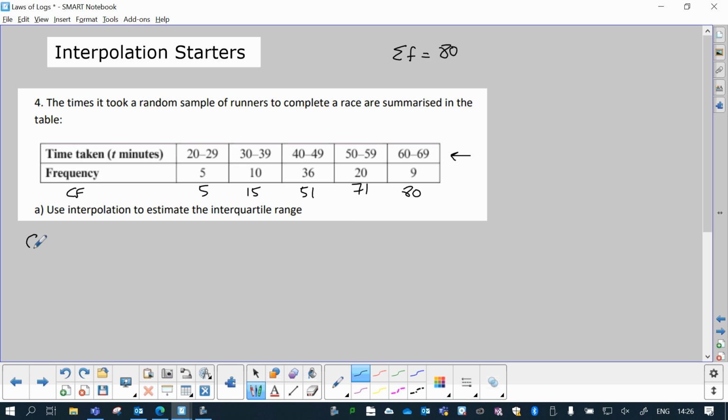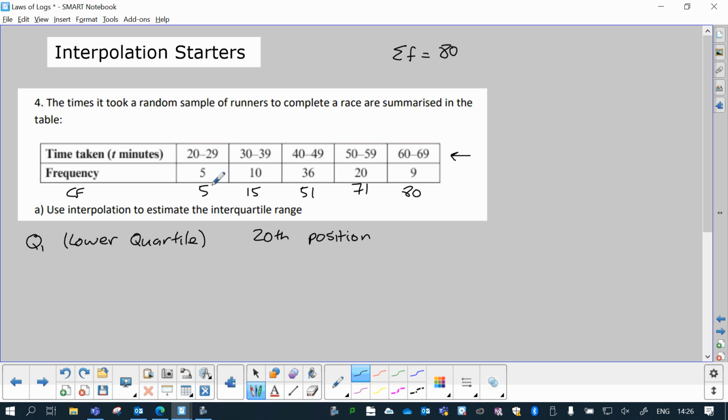So Q1, which is the lower quartile, we need to know which position it's in. If there are 80 pieces of data, all we're going to do to find the lower quartile is divide that by 4. So it's in the 20th position. Now, I'll come back to why we just divide it by 4 and we don't worry about going in between one value and the next. I'll do that at the very end. Okay. So it's in the 20th position.